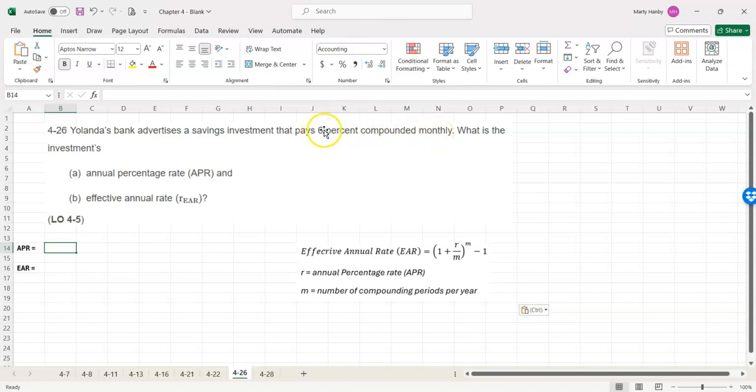That is actually the APR, 6%. And banks are required by law to quote the APR on both loans and investments. So what is the investment's annual percentage rate?